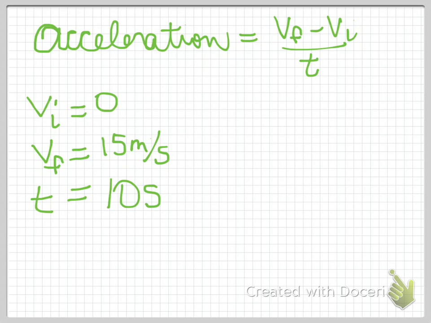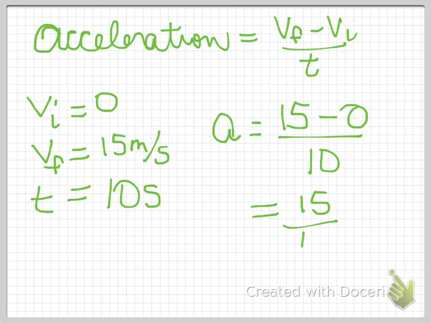Then, since we're looking for acceleration, we're going to say A is equal to our VF is 15. And you don't even have to put those units if you don't want to for now. Minus, what is our VI? 0. What is our T? 10. So we're going to say 15 minus 0 is 15 over 10. 15 divided by 10, you can do that in a calculator, is 1.5. Now what are the units for acceleration? Meters per second squared. And that is your answer.